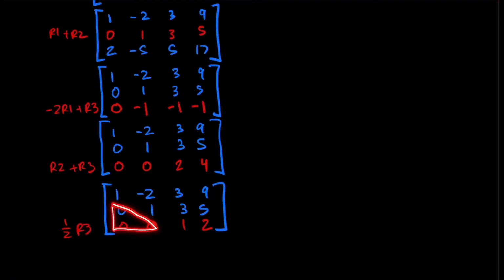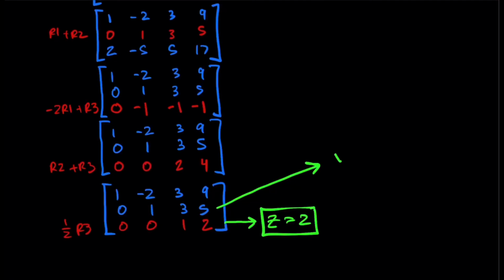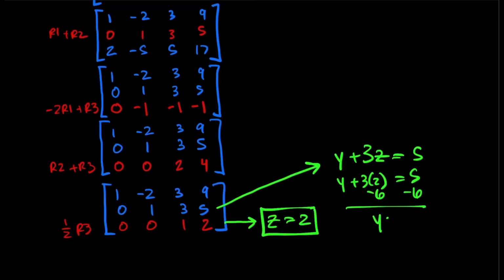Look, I've got these zeros here, and I've got ones here, here, and here. So now I'm going to use back substitution because what I know, once you get to this, is that z equals 2. All right, so if z equals 2, I'm going to take this equation, which is y plus 3z equals 5, and I'm just going to plug in a 2. Y plus 3 times 2 equals 5. I'm going to subtract 6 from both sides. Y equals -1.